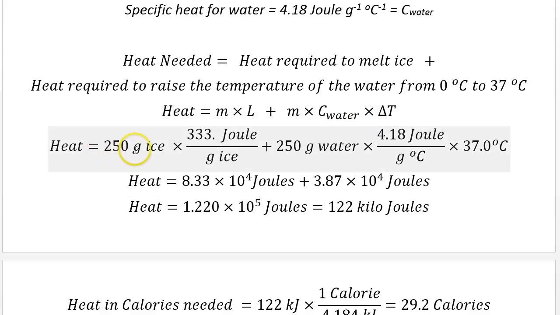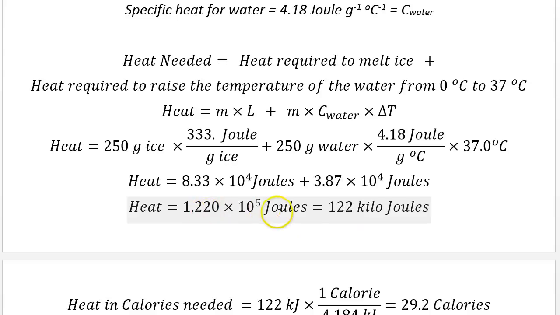So the mass is 250 grams of ice. It takes the 333 joules per gram of ice. So that's the heat needed to melt the ice. And then we have 250 grams of water, 4.184 joules for each gram degree Celsius change, times 37. And so melting requires 8.33 times 10 to the fourth joules, and heating up of the resulting water is 3.87 times 10 to the fourth joules. So it takes way more than twice as much heat to melt the ice than it does to heat up the resulting water.